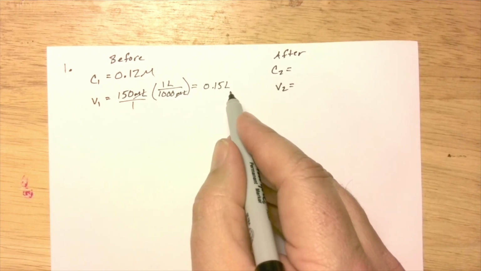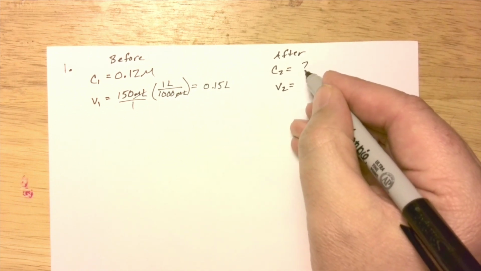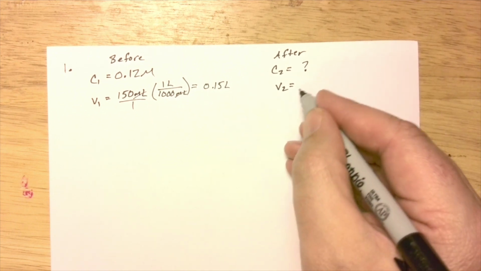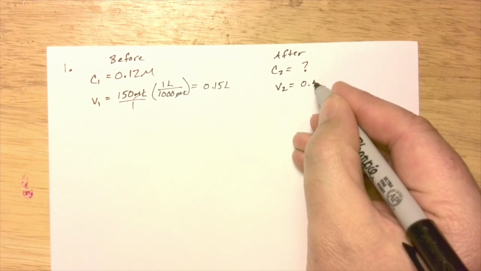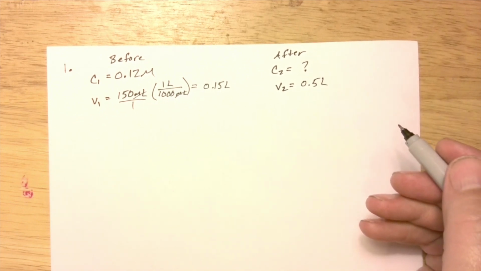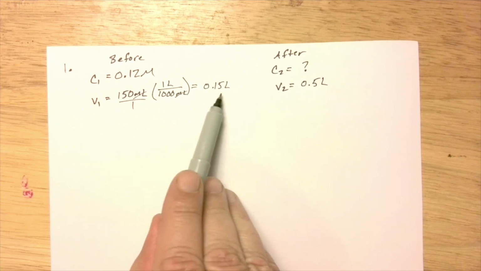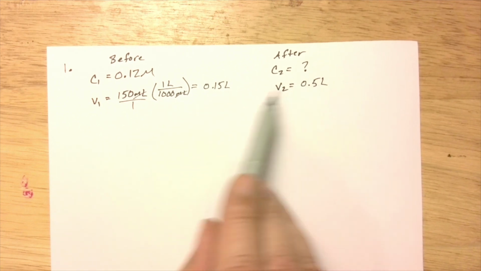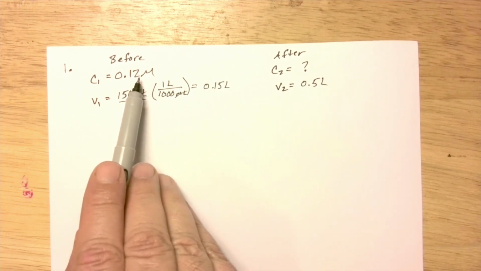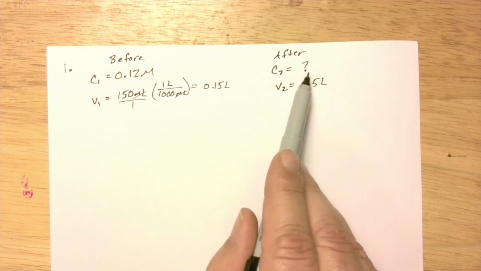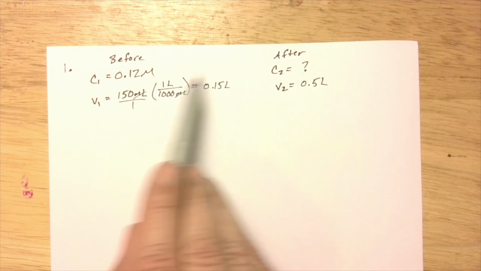And we're trying to calculate the molarity. So we don't know what this is, but this has been diluted to 0.5 liters. So again, the volume should always go up, but one thing that should also happen here is the concentration should always go down. So whatever answer we have here should be less than whatever we have here.